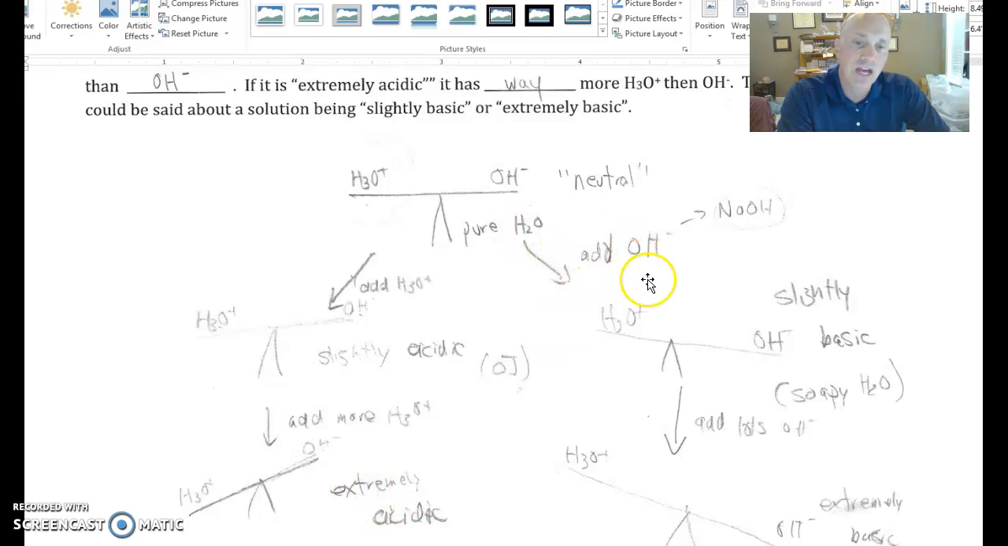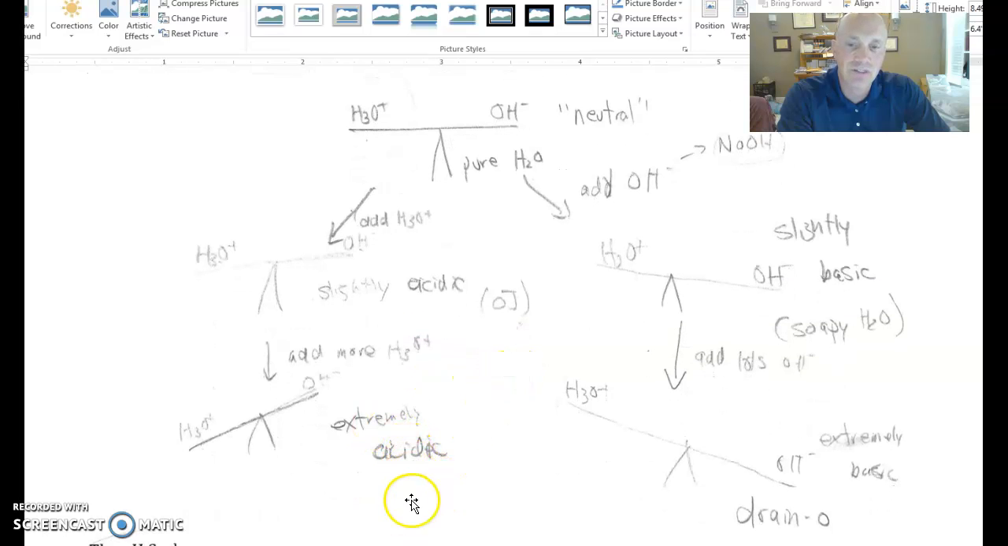The opposite can be said if we add a little bit of OH minus. An example of something that would tend to add OH minus would be sodium hydroxide. That is a source of hydroxide ion. You would get slightly more of this, and that would be slightly basic. An example of that would be something like soapy water. Again, for slightly acidic, an example would be something like orange juice. Something that's extremely acidic, I haven't got it written down here, but something like battery acid would be extremely acidic.